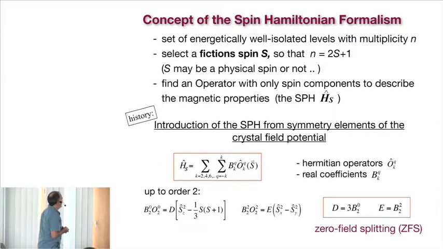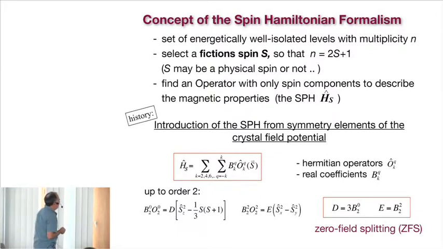And then we have to find a Hamilton operator, which describes the energies and the properties of this system. And if possible, this operator should have only spin components, because we're only interested in magnetic properties. And this operator is then the so-called Spin Hamiltonian.